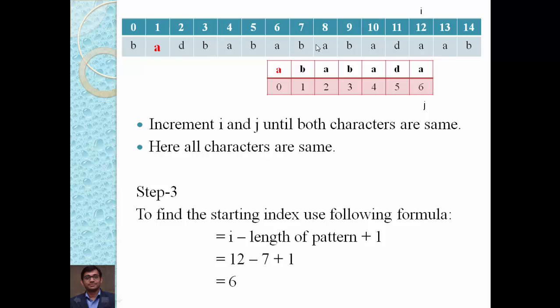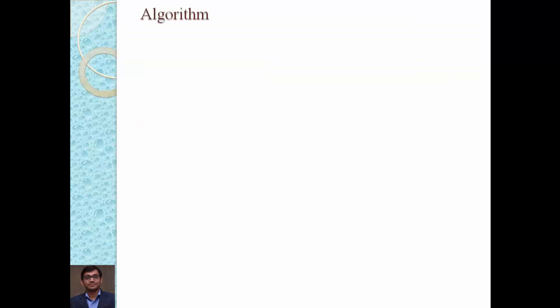Right? So this is the pattern which is available inside the text. So in this way we can identify whether our pattern is available in this large text or not. Now let us discuss the algorithm. As per the KMP algorithm, we have to pass a set of characters, or we can say the text, as an argument and the pattern as an argument.